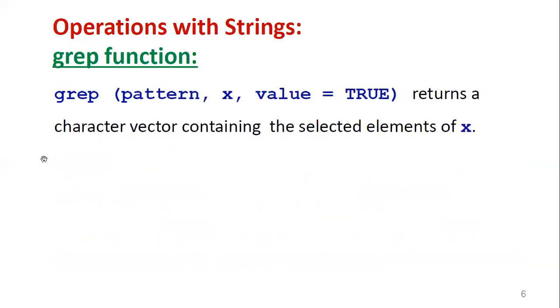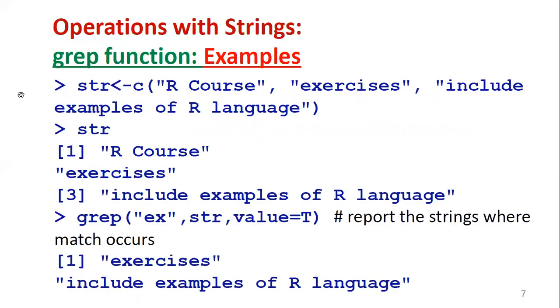Now, another usage is by using value equal to TRUE. Earlier, without value equal to TRUE, we used grep pattern comma x. Now with the other argument value equal to TRUE, it returns a character vector containing the selected elements of x. It just displays a character vector with the selected elements from x. Whenever you use value equal to TRUE, that means the value is found in that. Now we can see the examples.